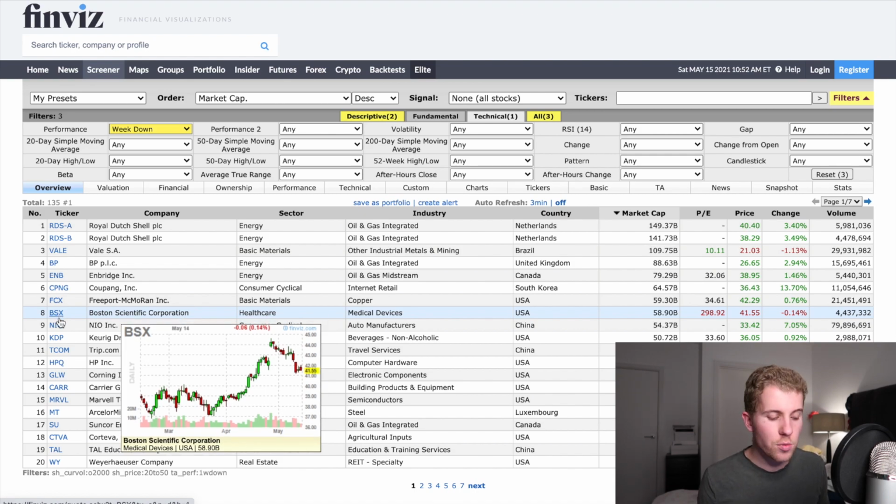So I think that's quite nice to be able to see these types of screeners that show you the stocks that went down during the last week, so you can really adjust your strategy and choose the best candidates possible for the wheel strategy.